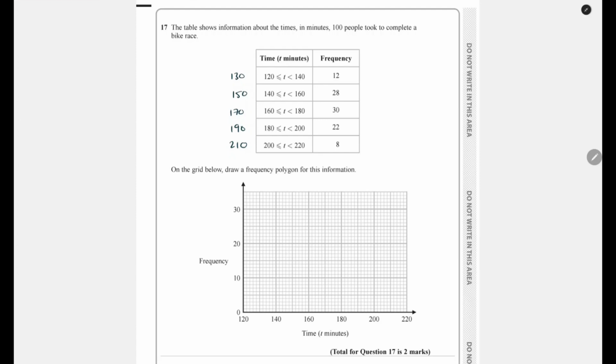And that gives us our x coordinate. So the first coordinate is going to be 130 and 12, which is here, 150 and 28, which is here, 170 and 30, which is here, 190 and 22, which is here, and finally 210 and 8, which is down here. We then need to just connect the dots with straight lines. And that is our frequency polygon drawn.